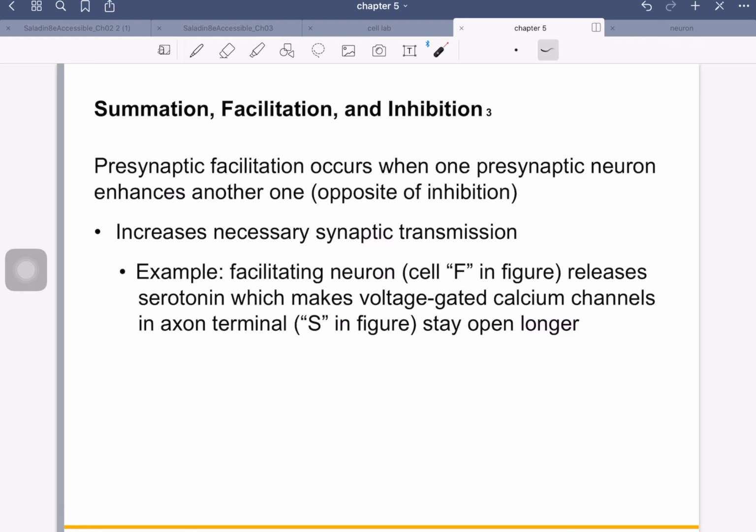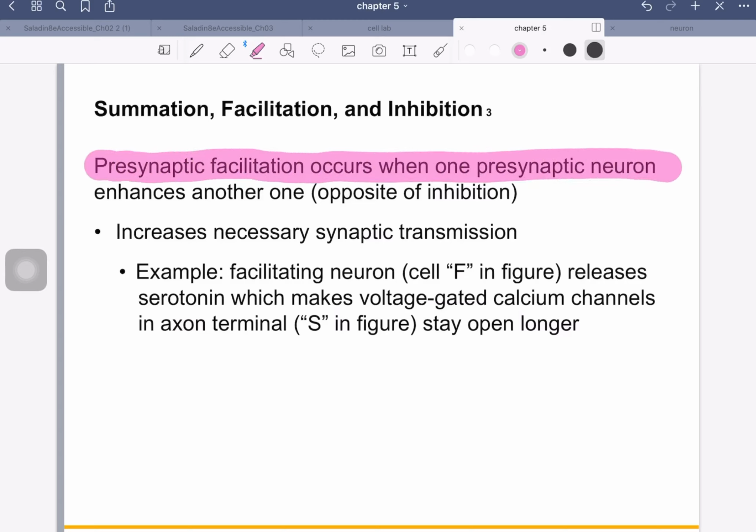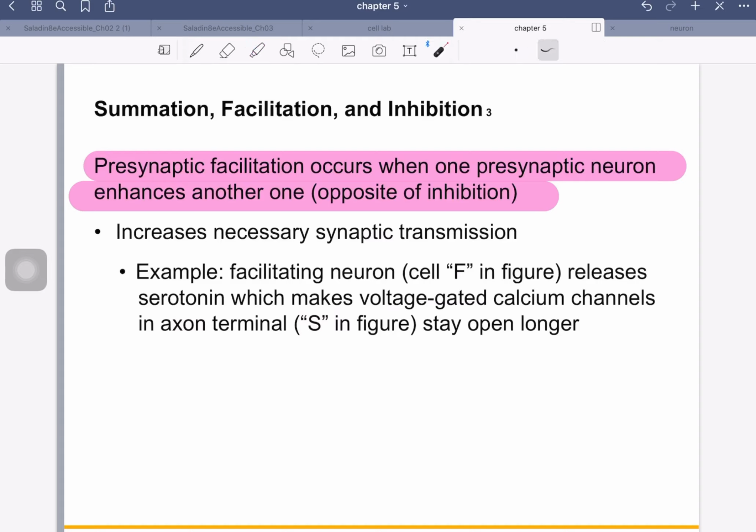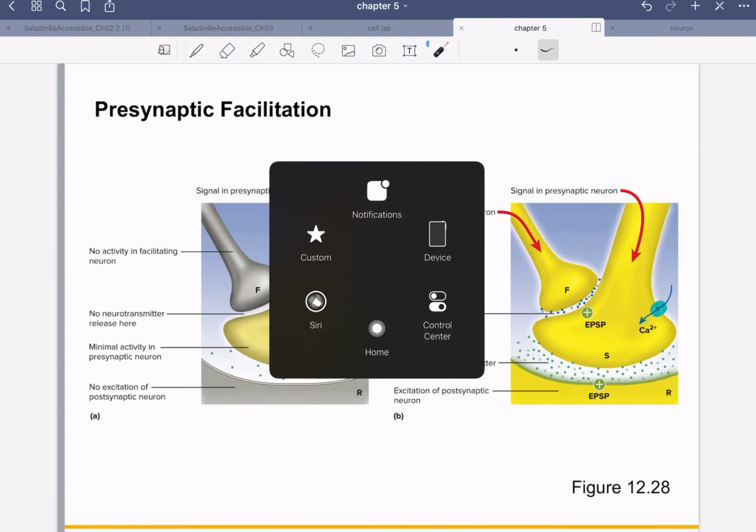Now, when it comes to presynaptic facilitation, it occurs when one presynaptic neuron enhances another one. Okay, let's have a look. That we can also do. Just to back up for a second, we just talked about summation. We finished summation. We're about to talk about facilitation, and this is where one neuron can direct to aid a neuron in firing. So it increases the likelihood of a synaptic transmission.